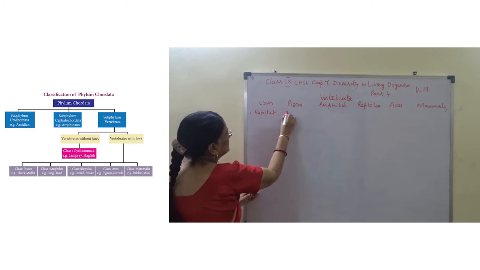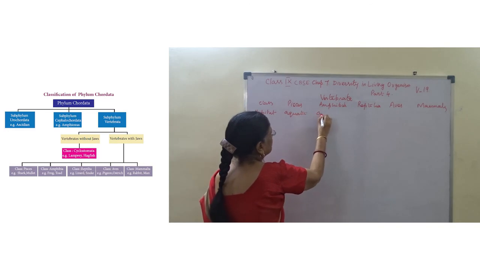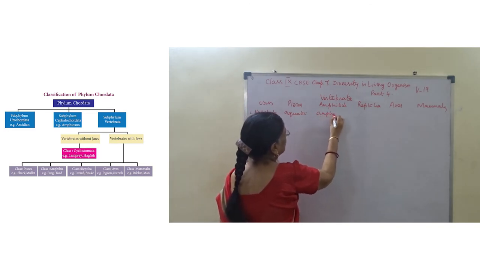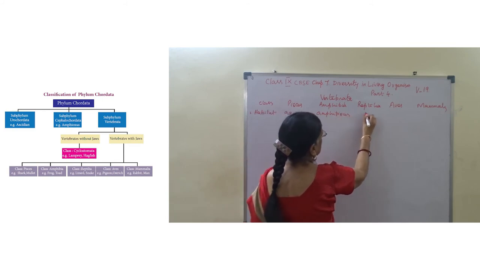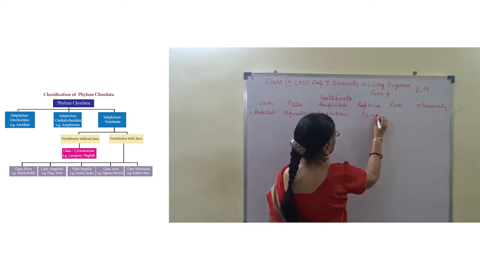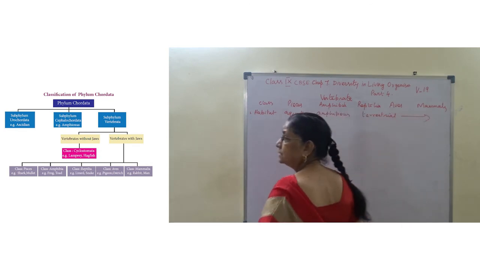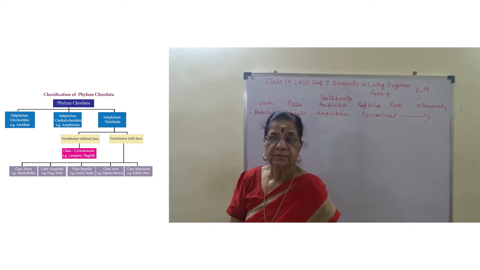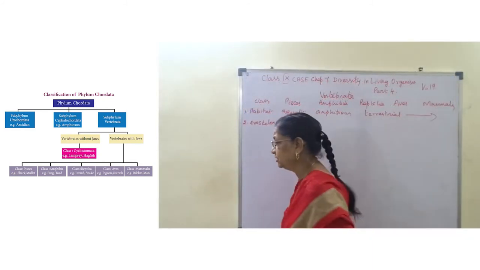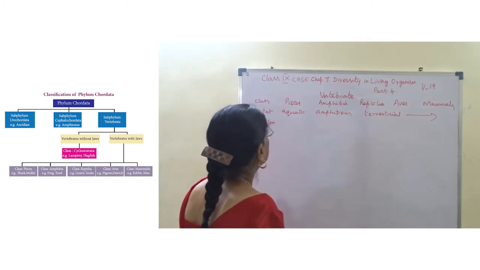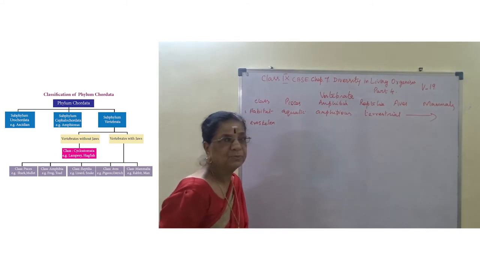First habitat, it is aquatic, amphibious, and then terrestrial. Okay, we'll just continue. So this exoskeleton is habitat, class species, aquatic form, amphibian, amphibious.